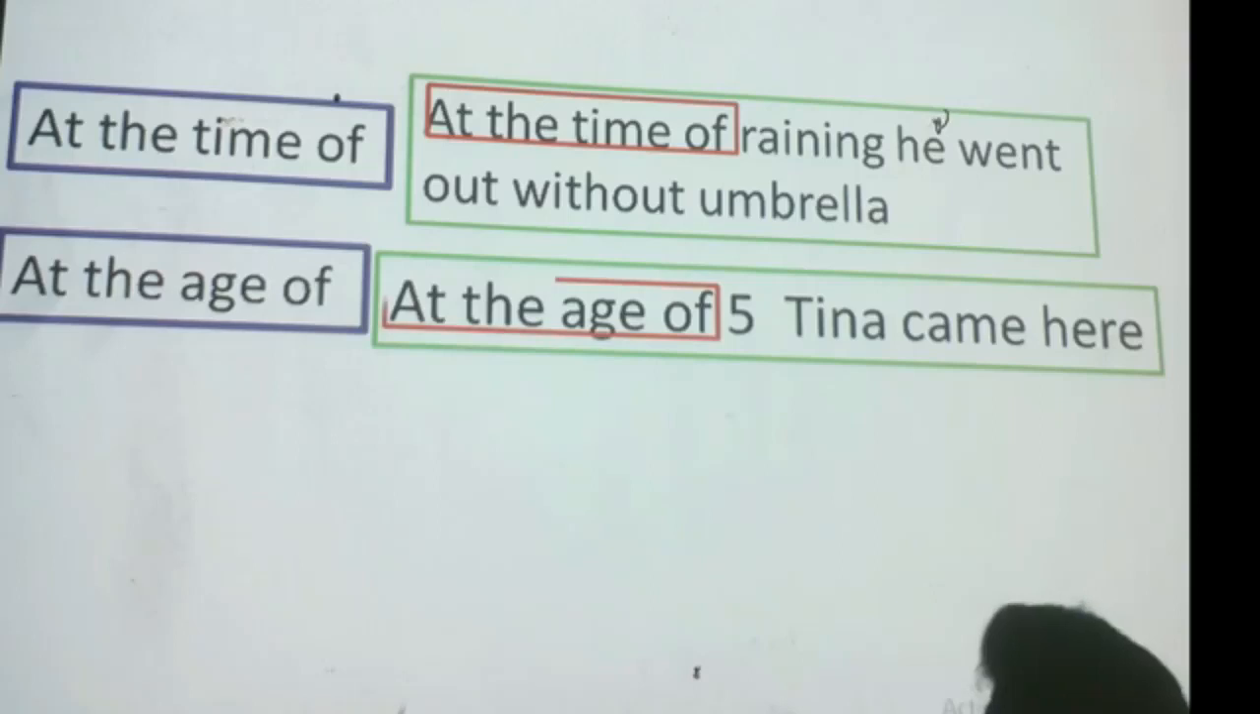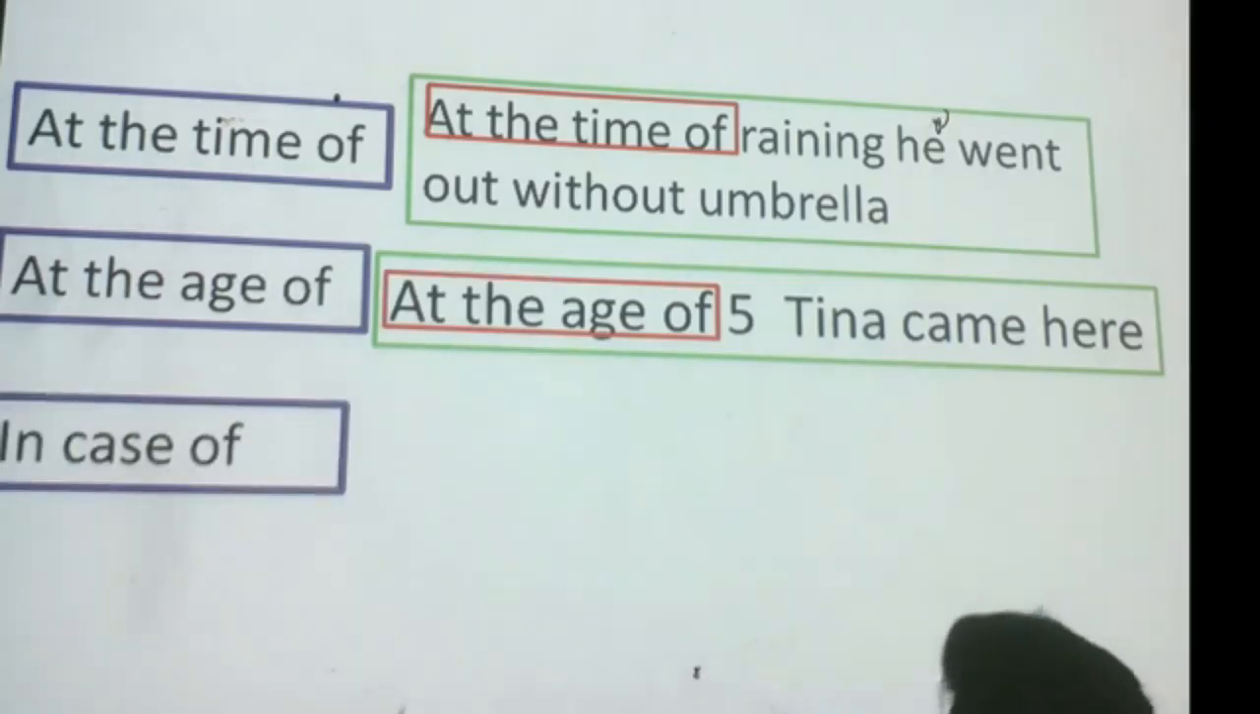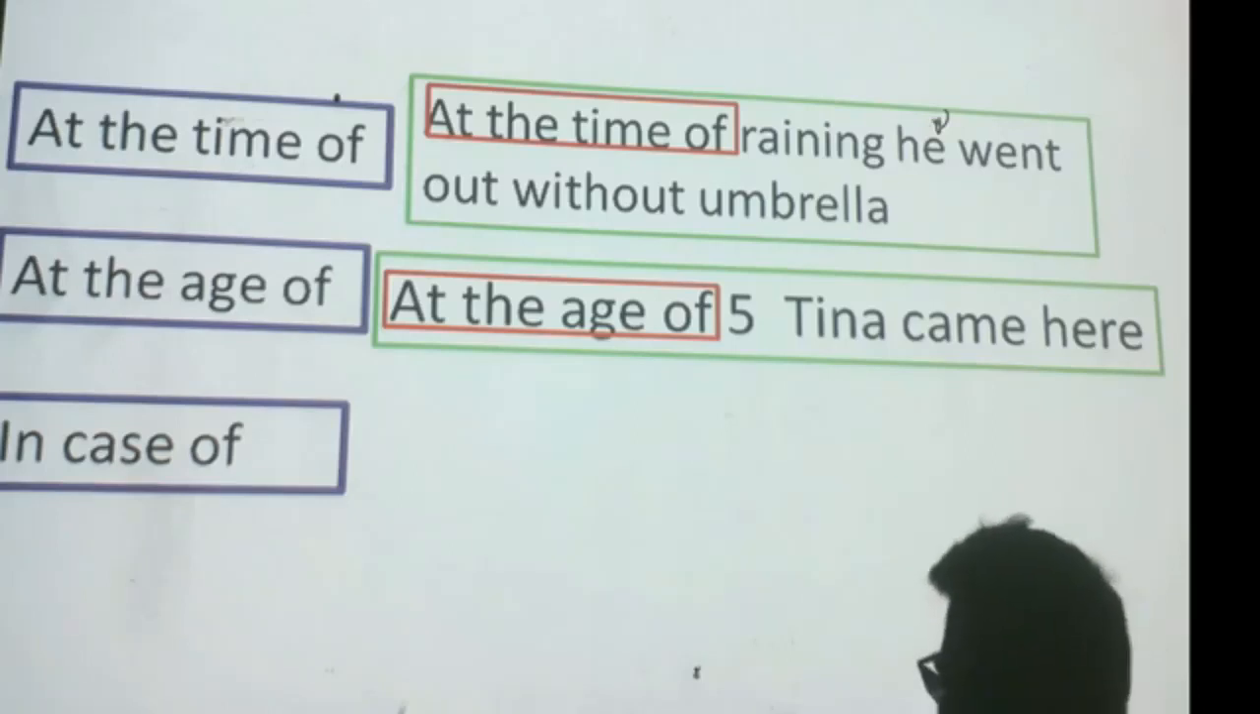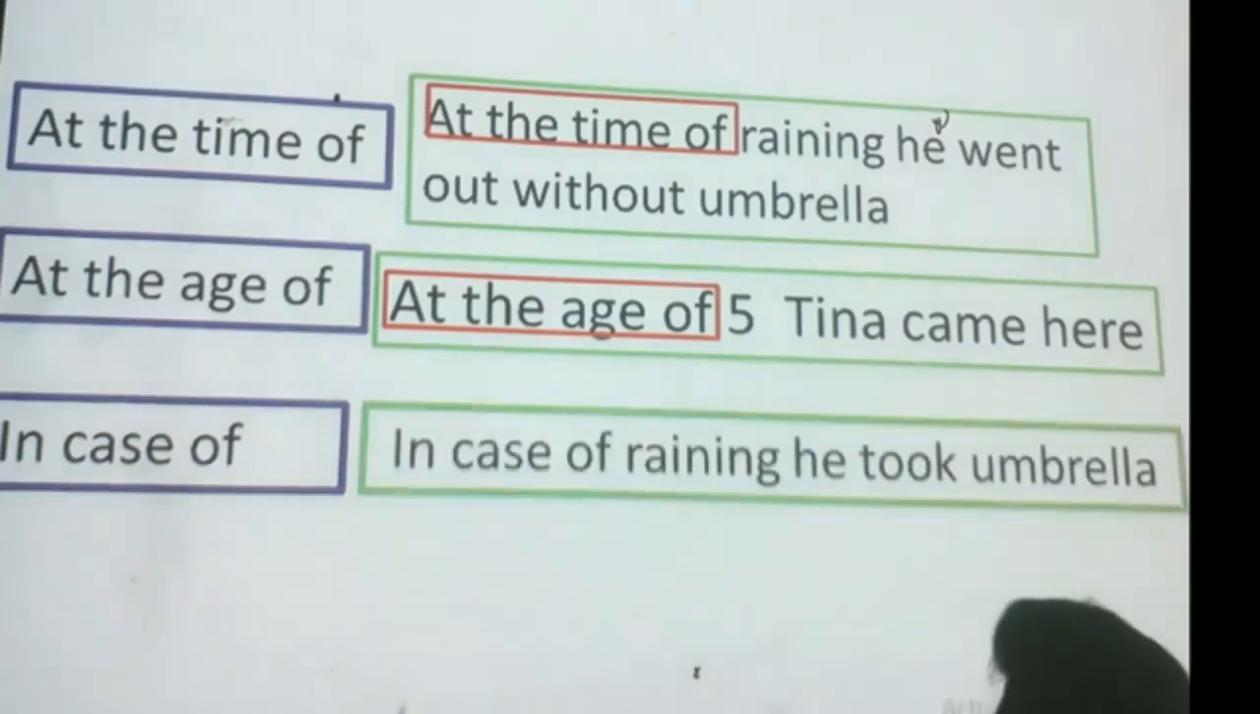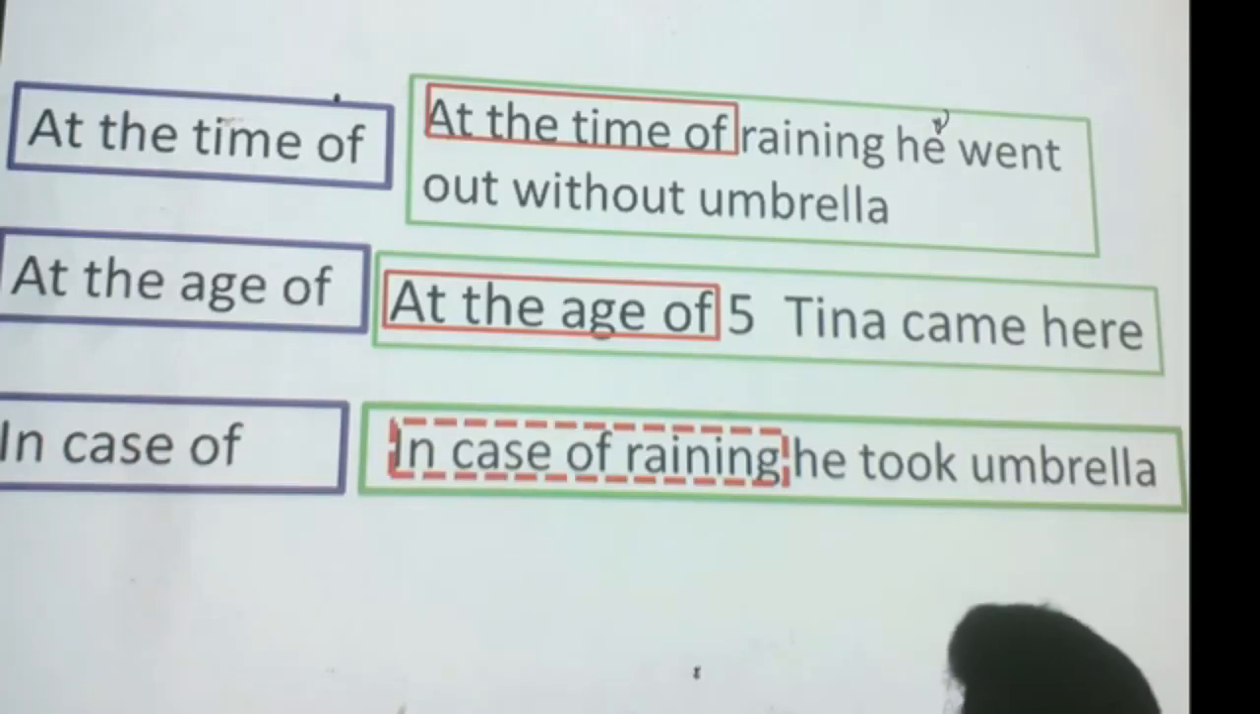Next example, "in case of." When you see "in case of" at the beginning of the sentence, the sentence will be simple sentence. Look, in case of raining. After "in case of," the verb will be in ing form.